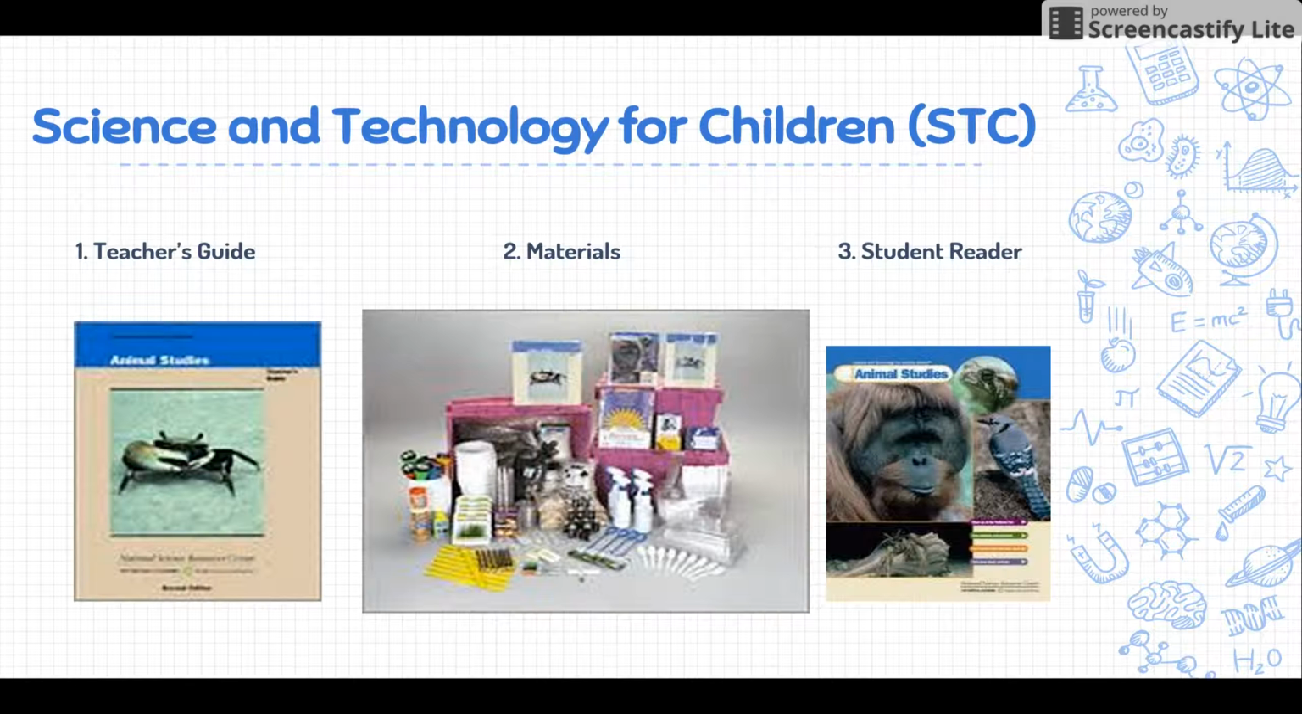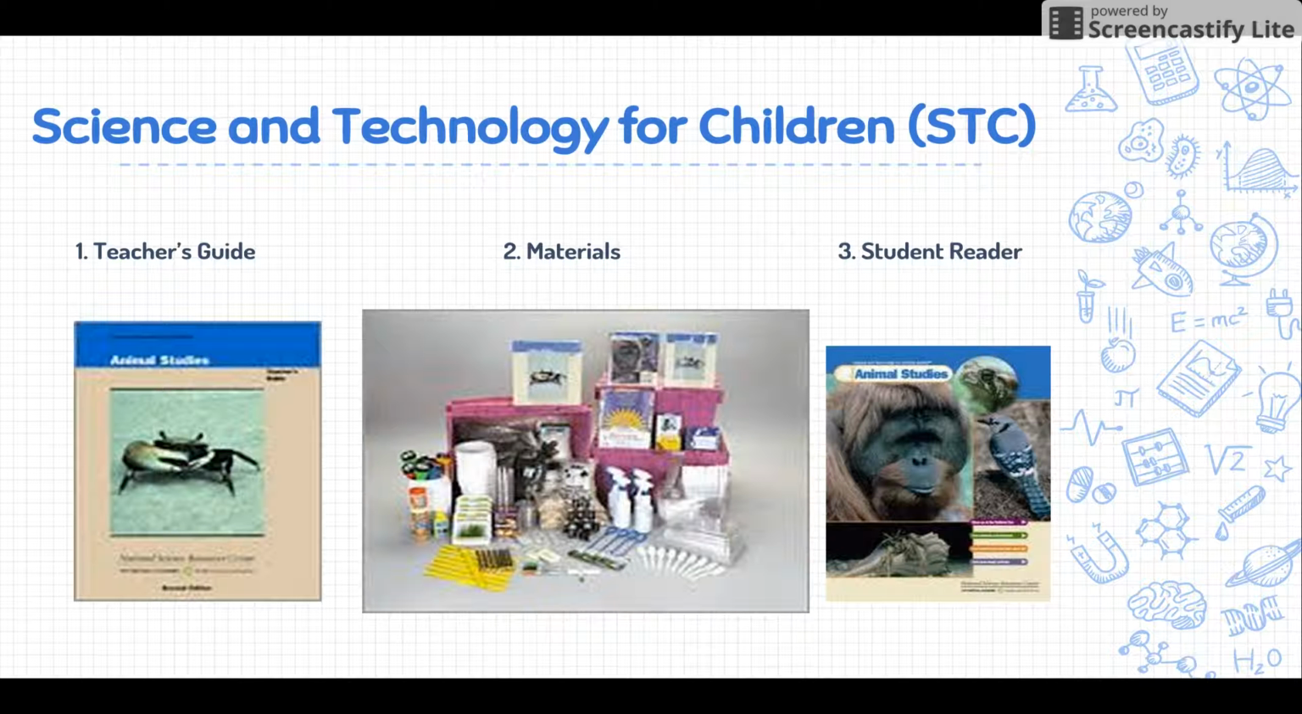Animal Studies was developed by Science and Technology for Children, referred to as STC. Boston Public Schools uses curriculum materials from two providers, STC and FOSS. Below, you can see the Animal Studies Teacher's Guide. Next, you will see a picture of all the materials that come in the unit and are delivered right to your school if you ordered your science materials. If not, don't worry, we'll talk about how to do that shortly.